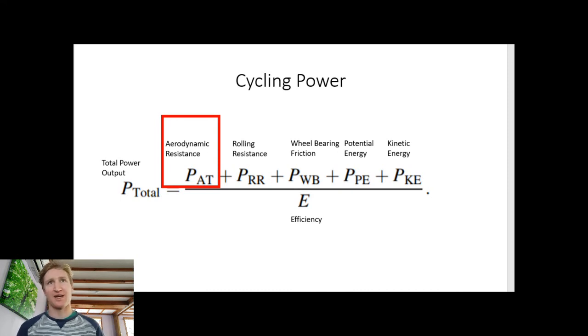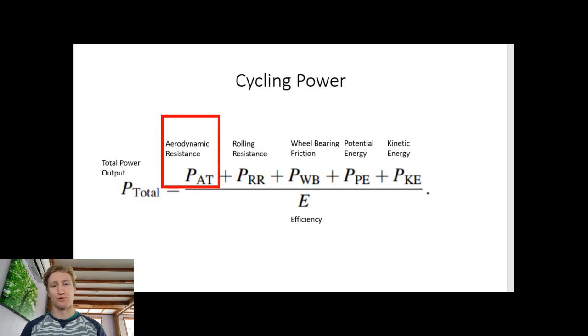So total power is made up by the aerodynamic resistance. So that's the wind hitting you. It's the rolling resistance, that's your wheels on the ground. It's the wheel bearing friction. That's obviously how efficiently your wheels roll around. There's potential energy. That's going up and down hills. Okay, obviously if you're going down a hill, you need less power to generate a certain speed. You need more power going up a hill. Alright, then there's kinetic energy, and that's the energy it takes to accelerate your bike.